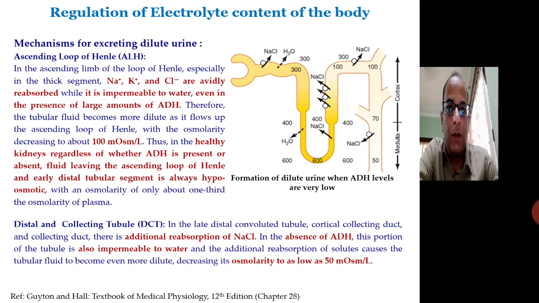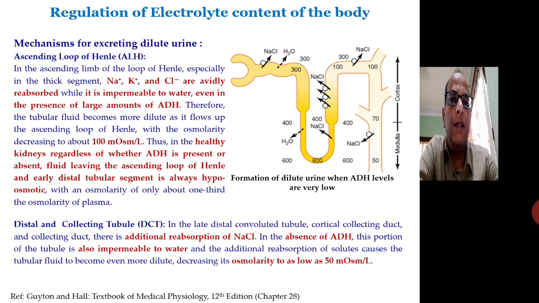While passing through the ascending limb of the loop of Henle, especially in the thick segment, sodium, potassium and chloride are avidly reabsorbed, while this region is impermeable to water even in the presence of a large amount of ADH. So this region doesn't reabsorb water whether ADH is present or absent. Therefore, the tubular fluid becomes more dilute as it flows up the ascending limb of the loop of Henle, with the osmolarity decreasing to about 100 milliosmolar.